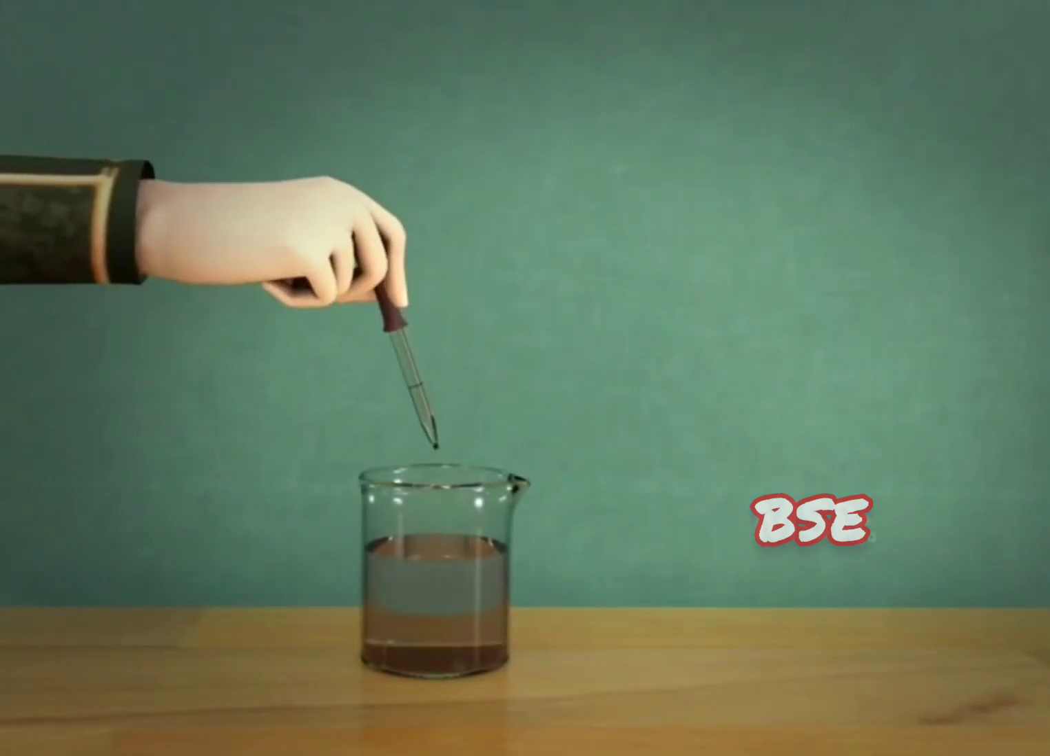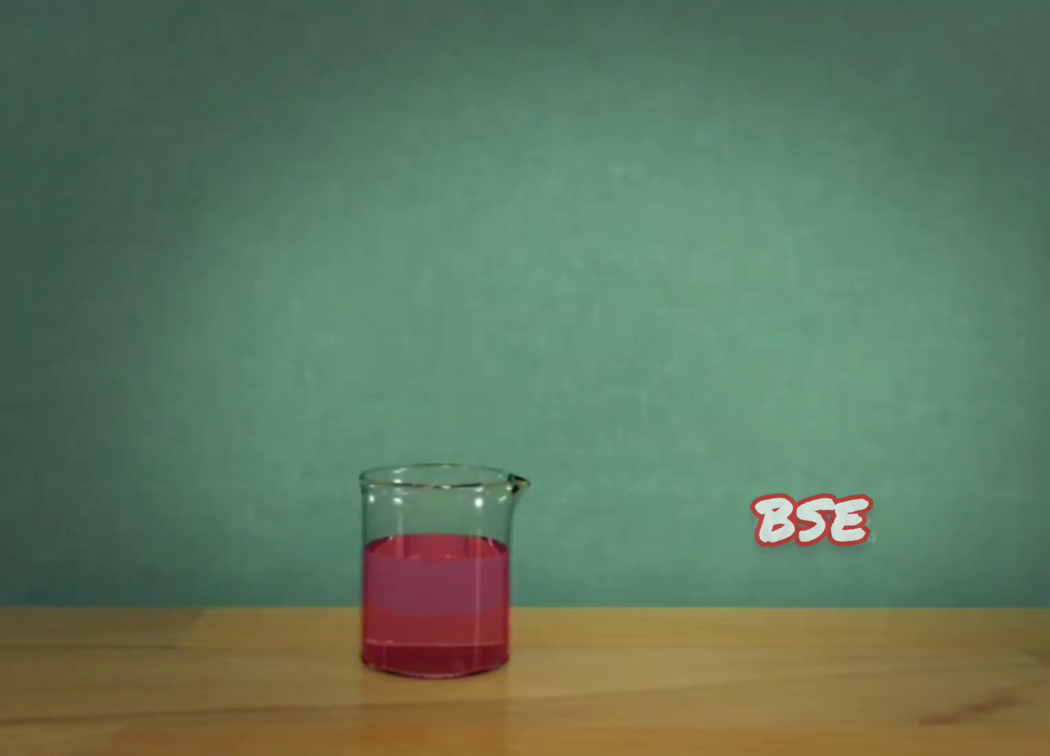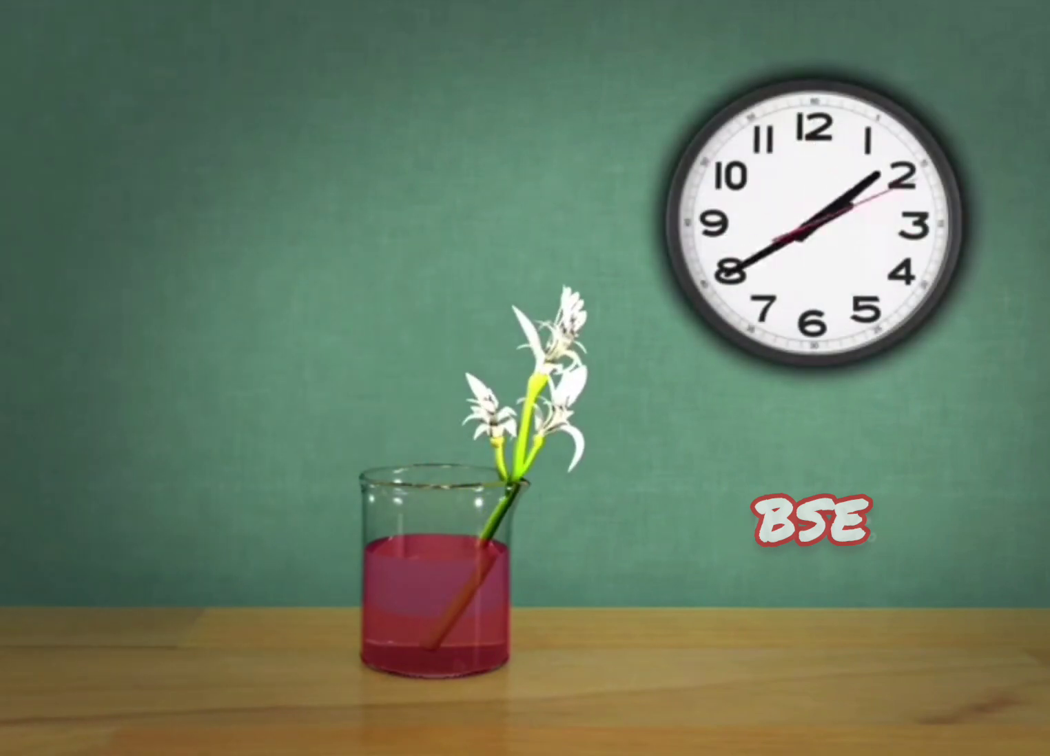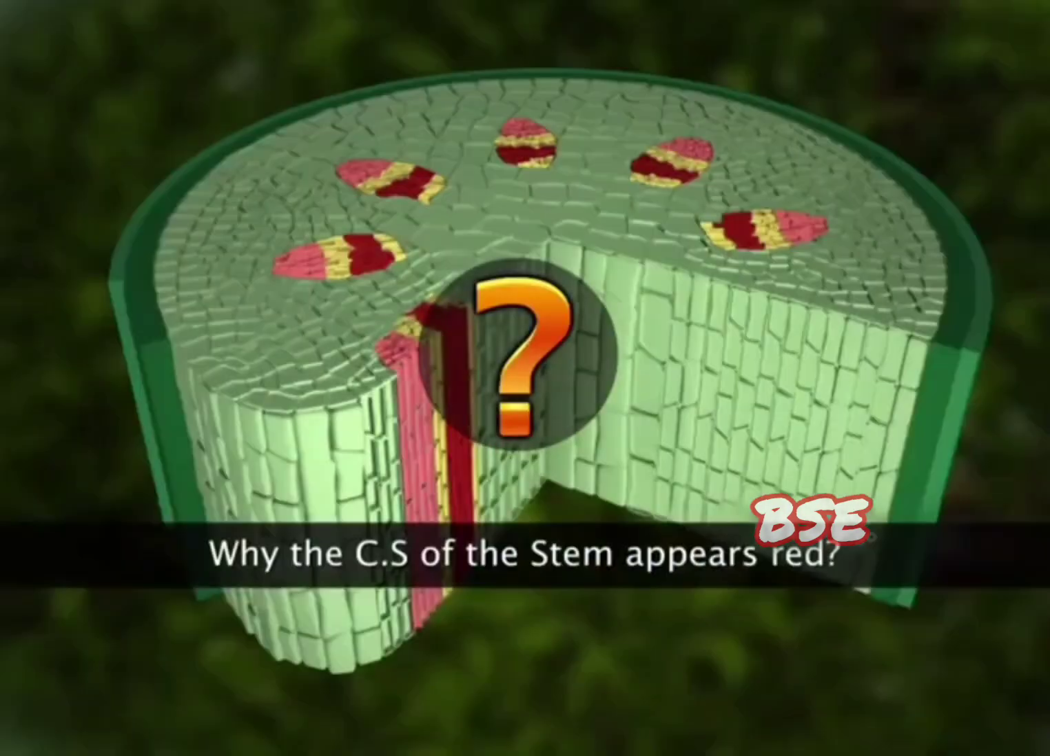Add a drop of red ink to some water. Keep a tuberose stick dipped in it. At the end of the day, when you cut and observe a piece of the stem, it appears red. Can you say why?